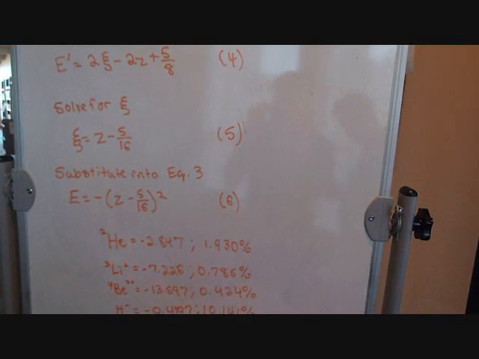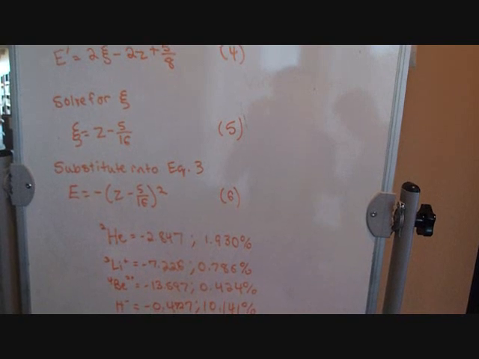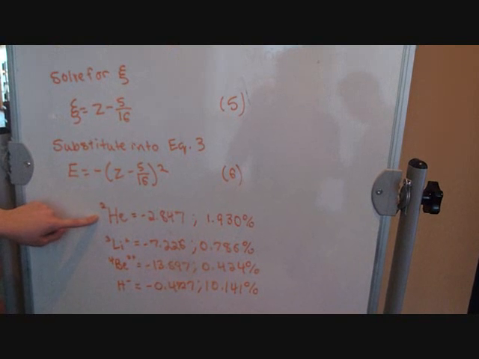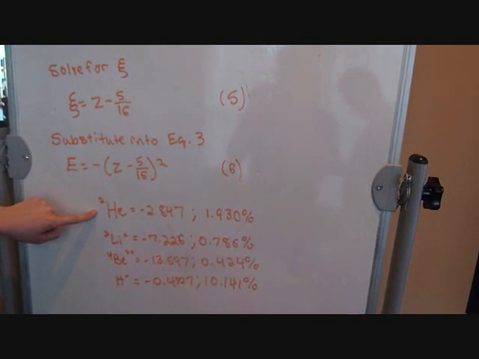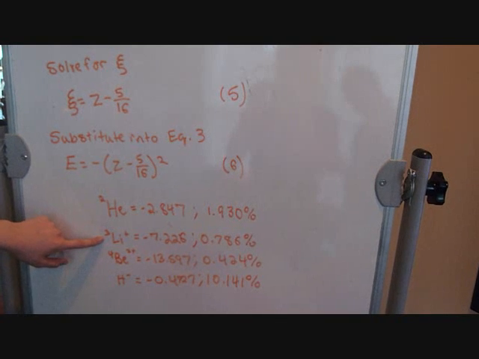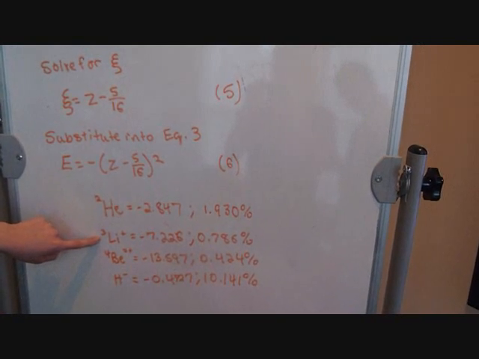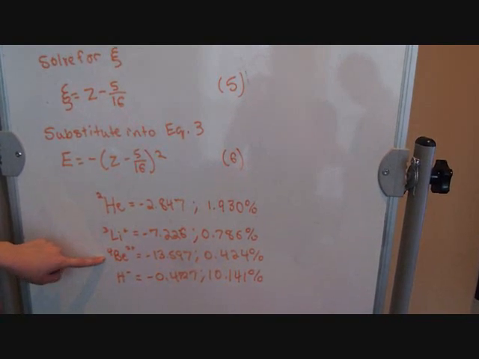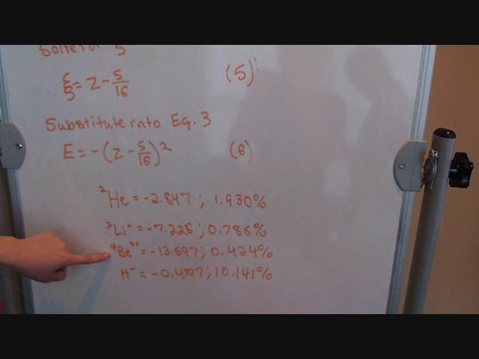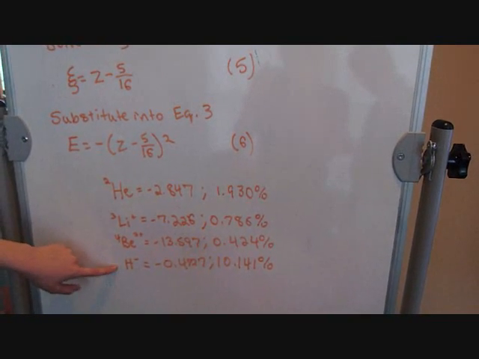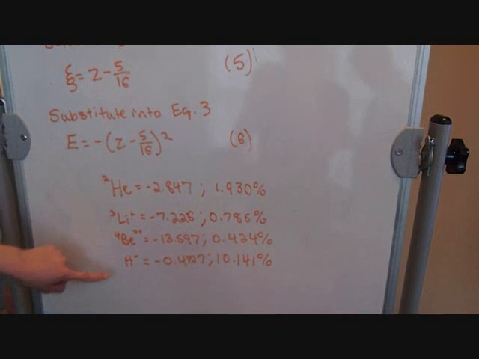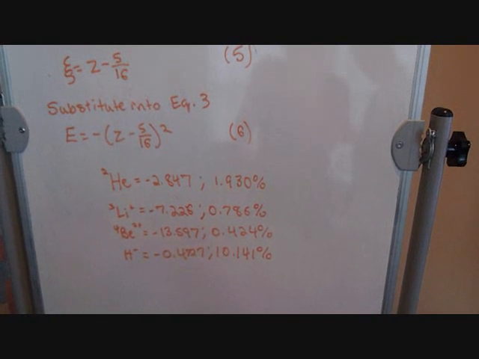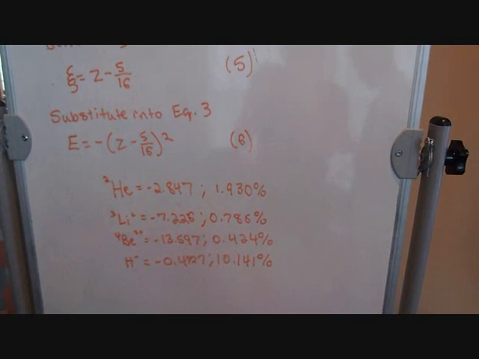Then to solve for each ground state energy, we simply plugged in the atomic number for each atom. For helium, we got negative 2.847, which is 1.93% accurate. For lithium, we got negative 7.226, which was 0.786% accurate. For beryllium, we got negative 13.597, which is 0.424% accurate. And for hydrogen minus, we got negative 0.4727 Hartrees, and that was 10.141% accurate. All the above values were also in Hartrees.